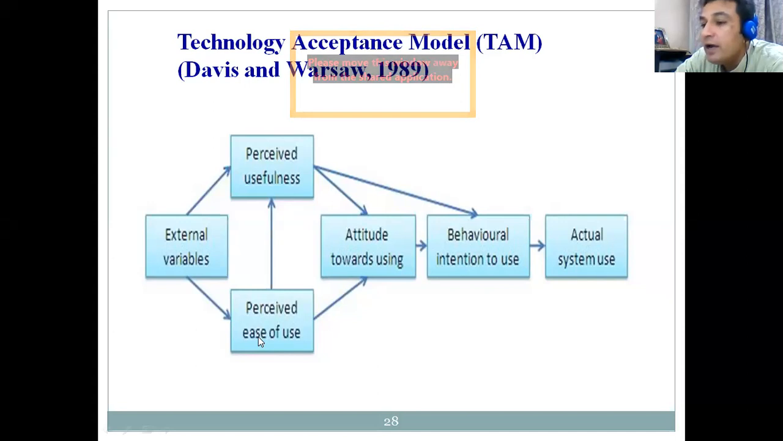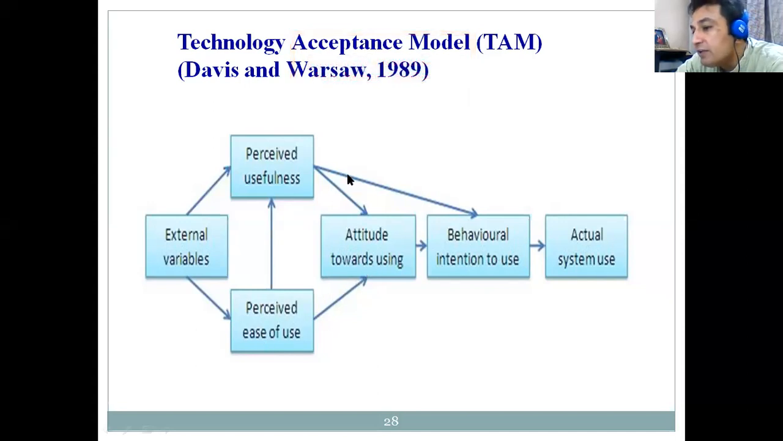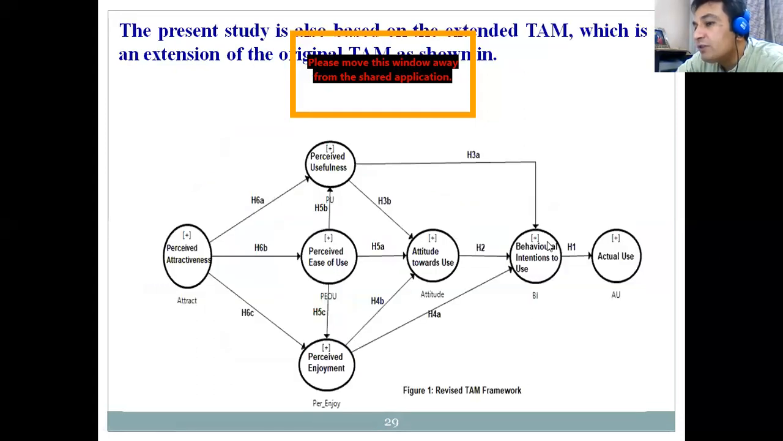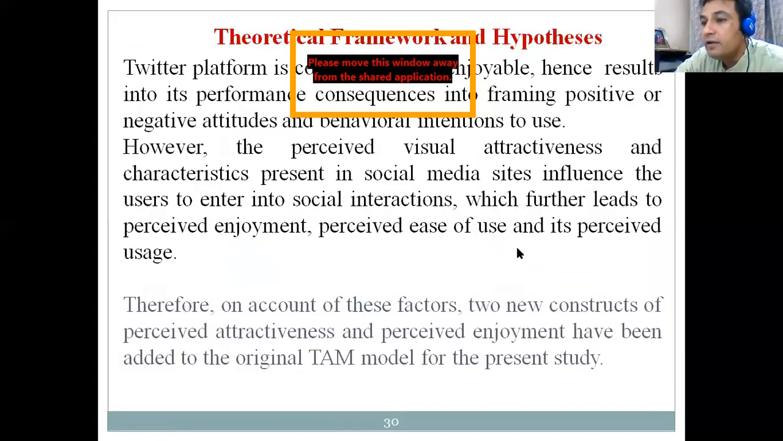Fine. And it is mediating from perceived ease of use, attitude, behavioral intention. This is one path. Another path here is perceived usefulness, attitude, behavioral intention. The second, direct path is perceived usefulness to behavioral intention. So here we can say this is a mediating variable between the actual system use.